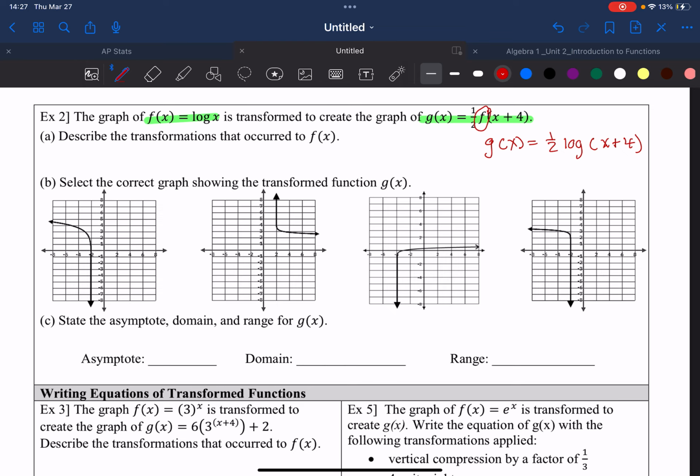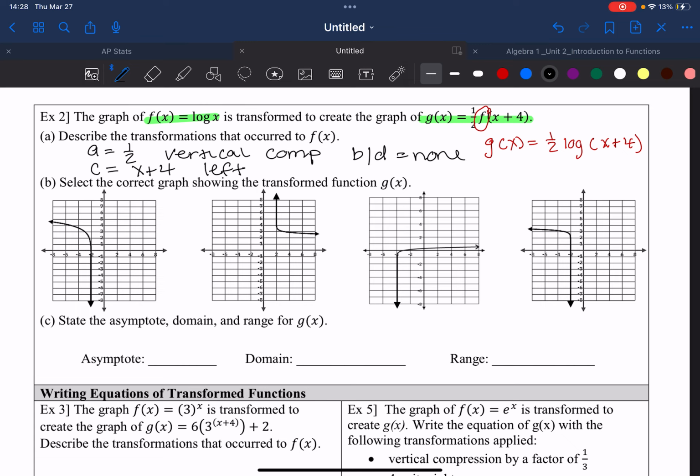Okay, now I'm going to label my a, b, and c. So a is 1/2. That is a vertical compression. And then c is equal to x plus 4, which means I'm going left 4. Notice that there is no b or d, so I'm just going to write none.